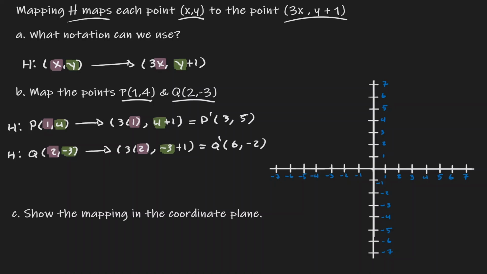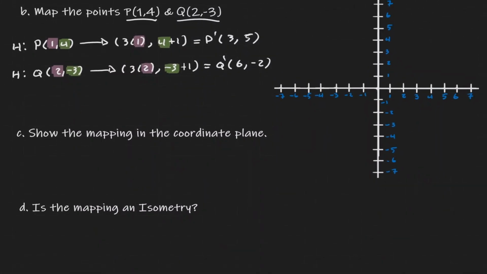Now let's show this mapping on the coordinate plane. Let's remind ourselves about the mapping. We have a coordinate point, which is 1, 4, and then it got mapped to the location of 3, 5. And then we got a point, which we defined as 2, -3, and then it got mapped to a new location, defined as 6, -2.